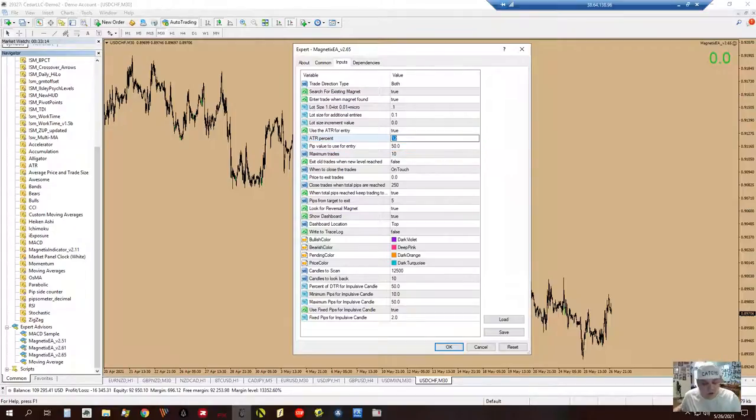So we're going to do 125% ATR. That means it's going to take 125% of the ATR. And we're on the USD Swiss.